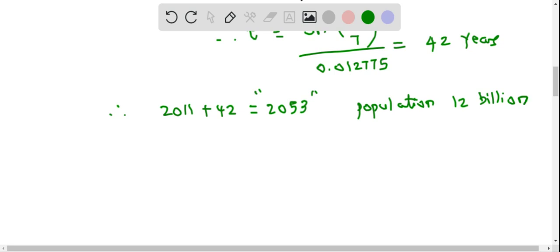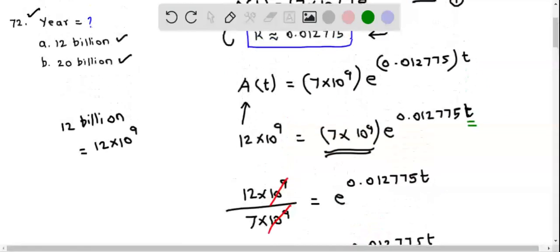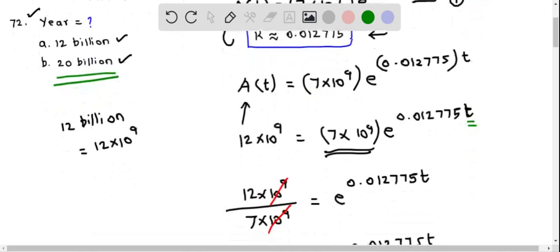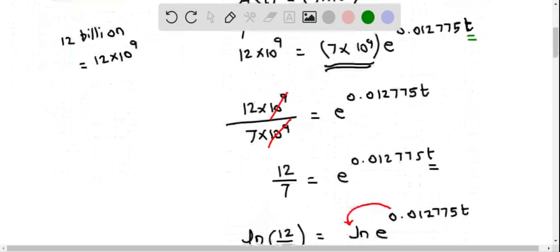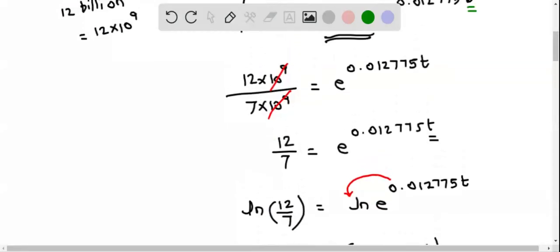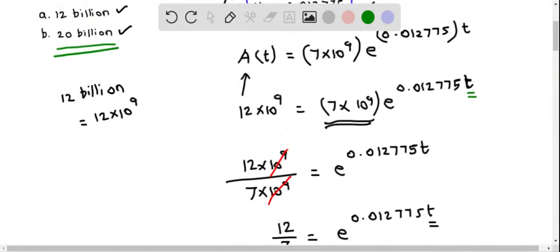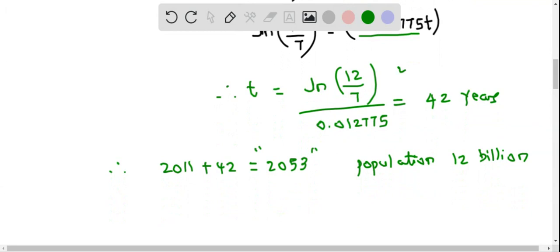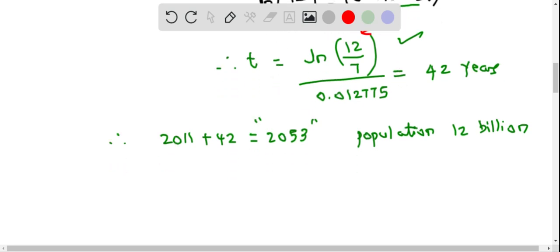Now let's answer part B. That is, we have to determine the year such that the population becomes 20 billion. So here we can use the same steps. We can just follow the steps, and all that we have to do is replace 12 by 20. So finally, if we keep on doing all these steps, we end up with this expression. So we just have to replace this 12 by 20 and recalculate the t.